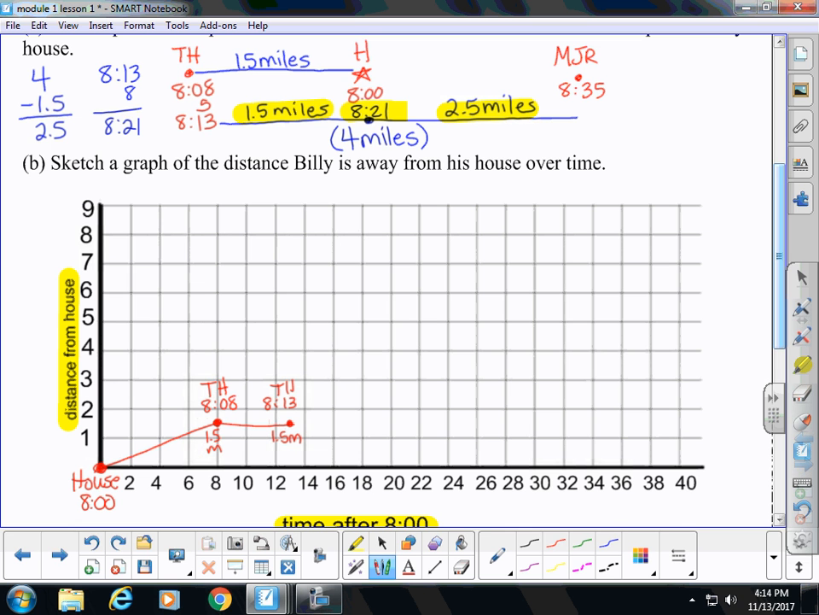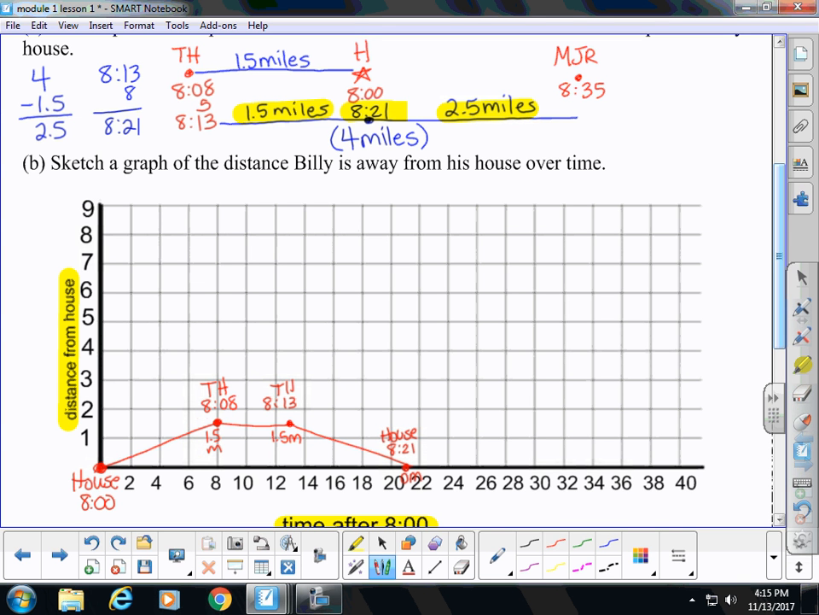And he's going to end up back by his house, or in front of his house, at 8:21. So I'm going to go down to 21. And when he gets back at his house, the distance will be 0. Okay, so this line goes down. So now he's back at his house again. It's 8:21, and the distance is 0. Okay, because he's now in front of his house.